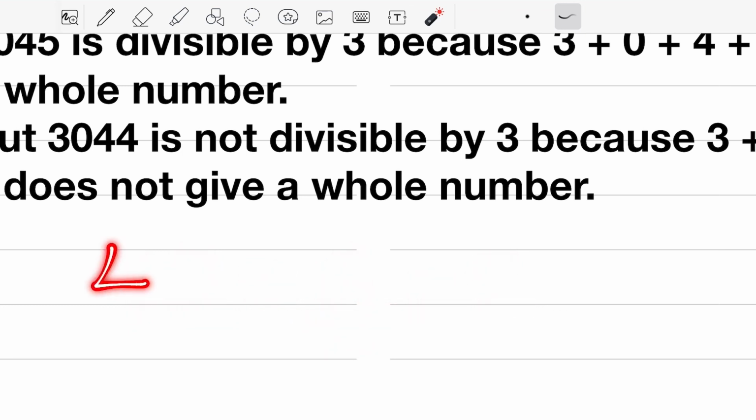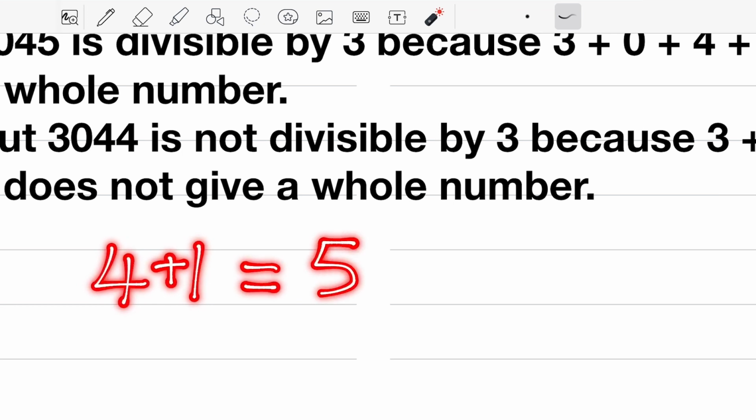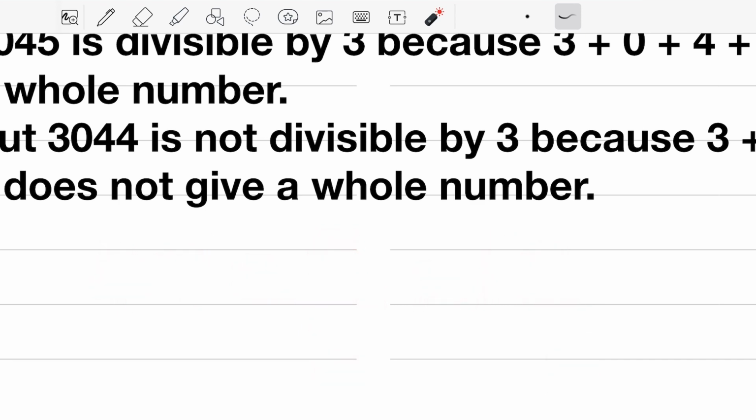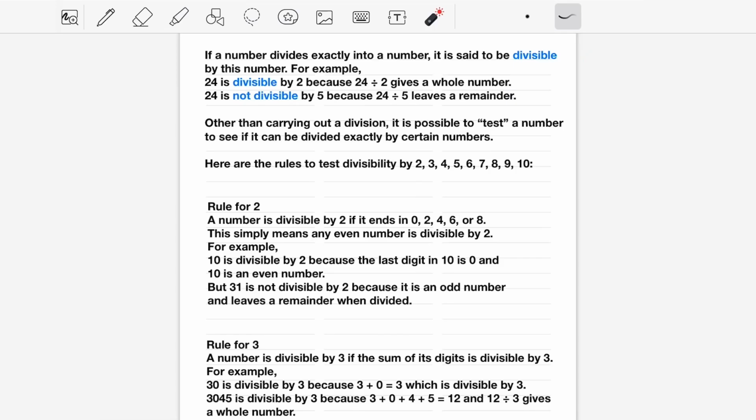What about 41? Is 41 divisible by 3? Let's see. 4 plus 1 is equal to 5. 5 divided by 3 will not give us a whole number. We will get 1, remainder 2. So 41 is not divisible by 3. At this point, you can feel free to pause the video and take down the notes. When you are finished taking down the notes, you can unpause the video.